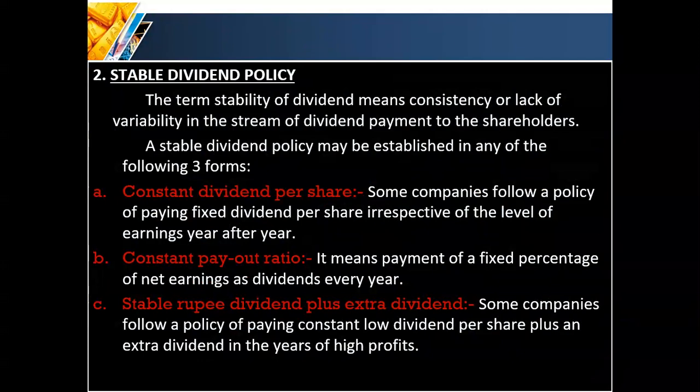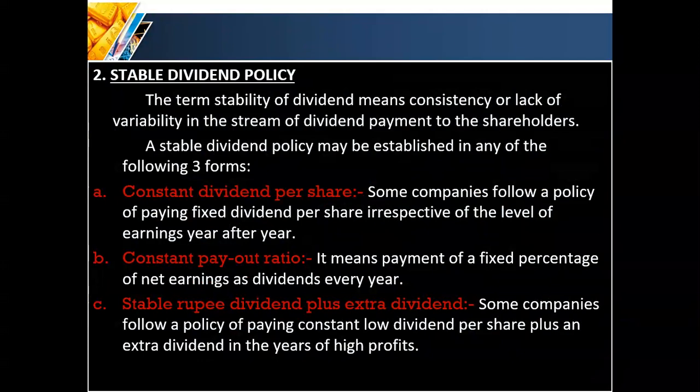A regular dividend policy is different, and this is a fixed percentage of the company's annual income to the shareholders. In the regular dividend policy, they just regularly declare the dividend, whereas in a stable dividend policy, they provide regular payment of a fixed percentage out of the company's annual profits to the shareholders. So the first one is a constant dividend per share.